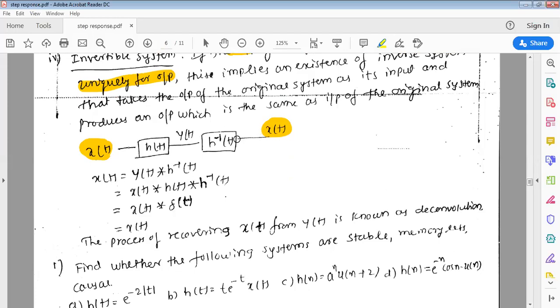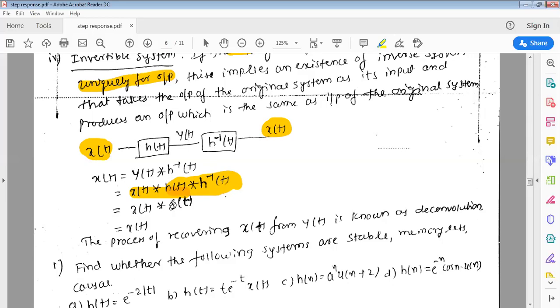So now let us see what x of t is equal to. x of t is equal to y of t convolved with h inverse of t. So what is y of t? y of t is equal to x of t convolved with h of t. So x of t convolved with h of t convolved with h inverse of t. This entire product, h of t convolved with h inverse of t, should become 1. Only then will multiplication with x of t generate x of t.